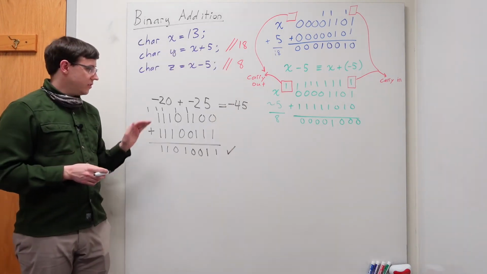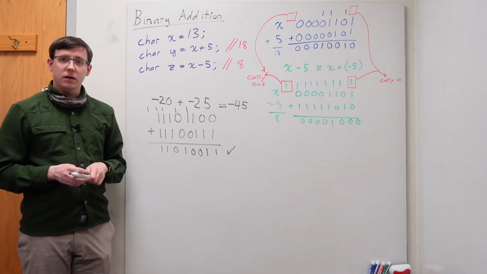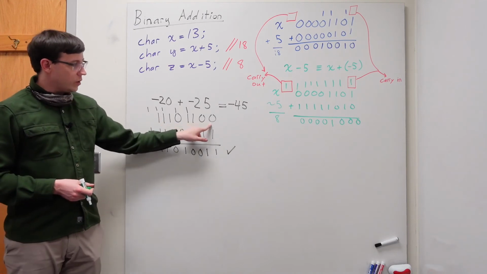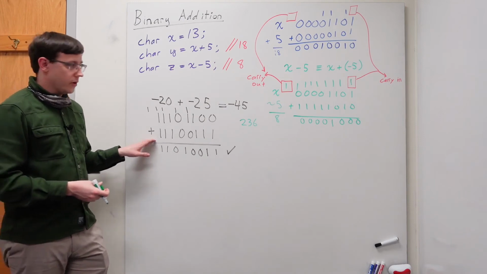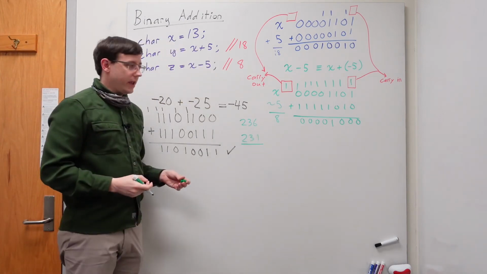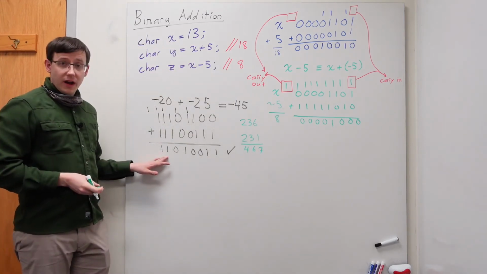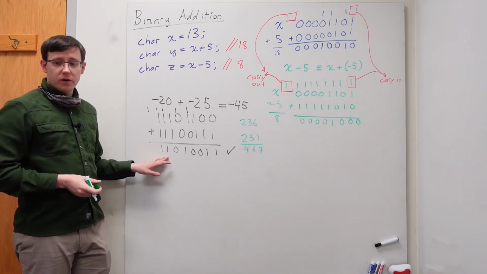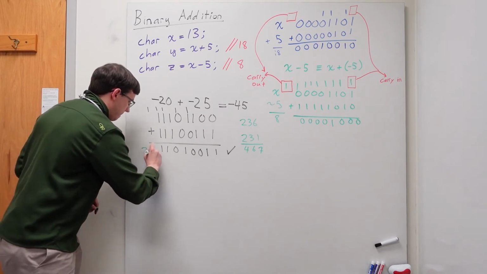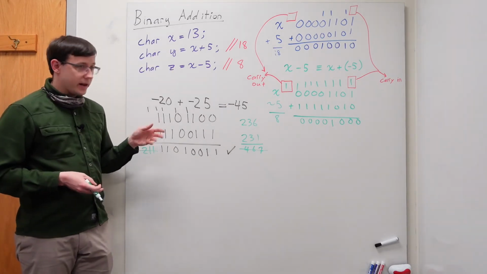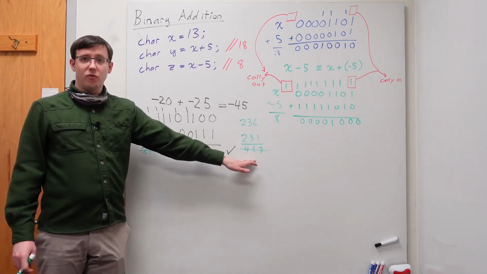But what if we had done this same addition, but these had been unsigned integers instead of signed? In that case, this would be the number 236, and this would be the number 231. And if we add those, we get 467. And this is not an unsigned representation of 467. This, as an unsigned integer, is 211. And so if these numbers that we were adding had been of type unsigned char, then the answer that we got would have been wrong.